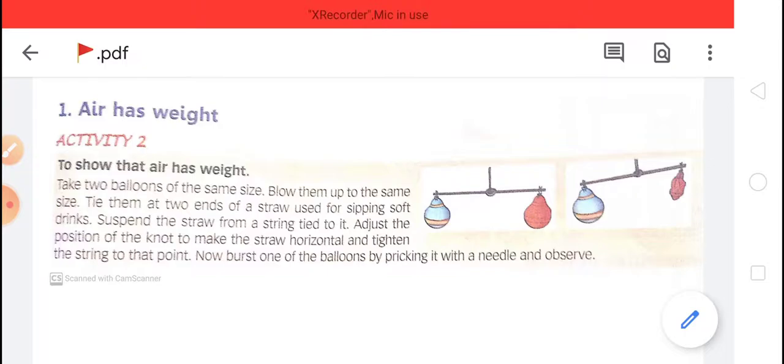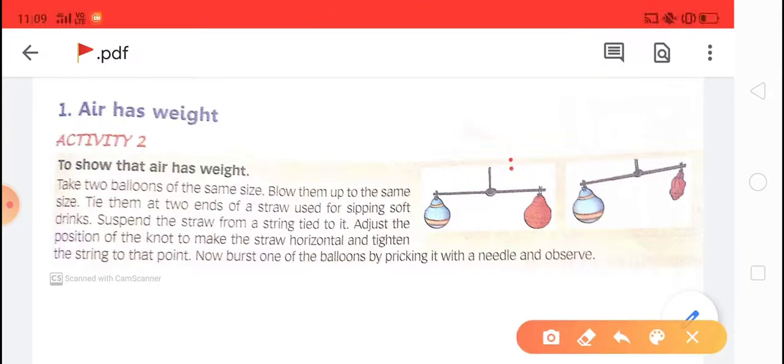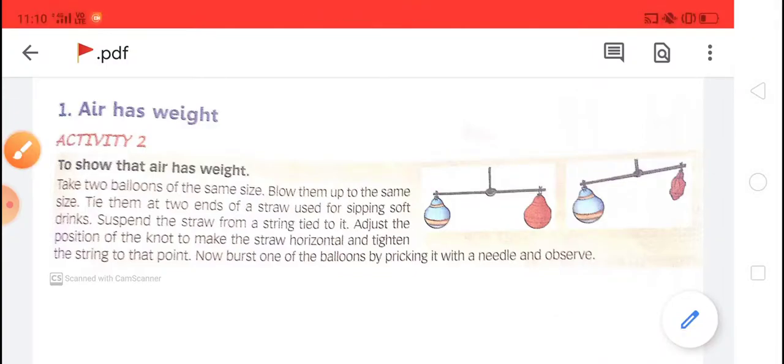Tie the balloons at the two ends of the straw and suspend the straw from a string tied to it. You have to tie a string in the middle of the straw and adjust the position of the knot to make the straw horizontal, means to make the straw level you have to adjust this string. Then tighten the string at that point.